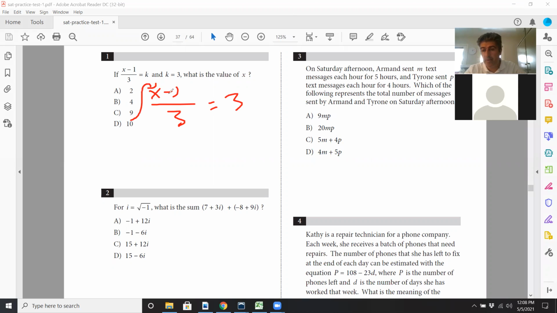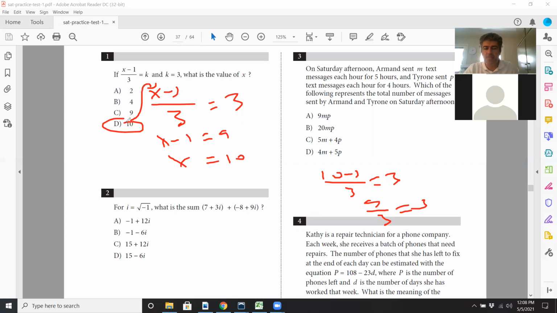If you plug in 10, 10 minus 1 is 9. 9 over 3 is 3. Or instead of looking at a choice, you could just solve it by multiplying both sides by 3 and adding 1. So that's D. So again, those are kind of gimmies. Number 2, I'd say, is also a gimme.